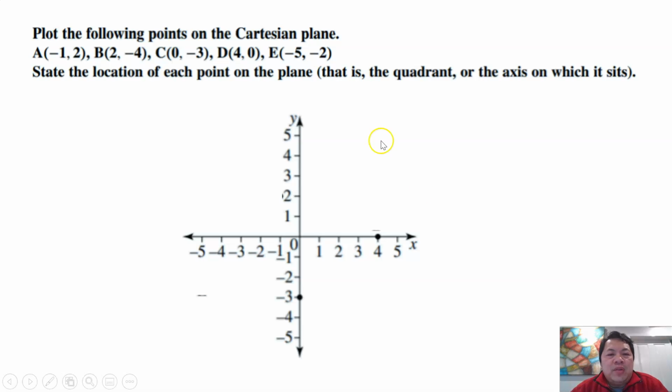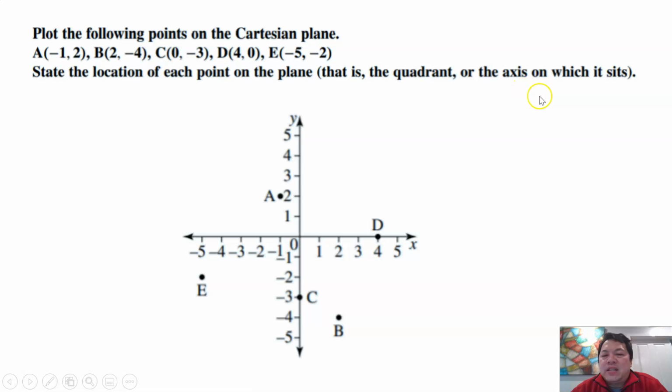Practical question. We are supposed to plot these points on the plane, so you have to draw the Cartesian plane accurately. Remember, the gaps must be the same. Let's locate minus 1, 2. Minus 1, 2 is there. Then we locate 2, minus 4, which is somewhere here. We locate 0, minus 3, which is here. That's right. Then D is 4, 0, which is here. And E is minus 5, minus 2, somewhere around here. Okay, that's E.